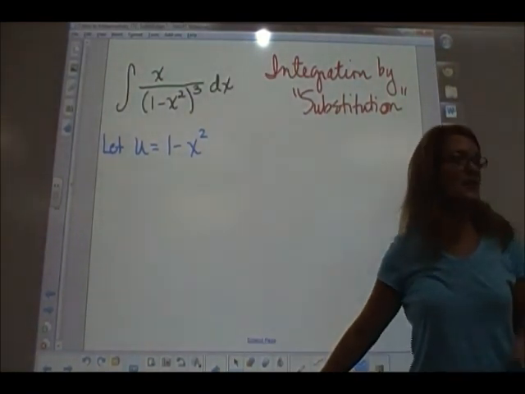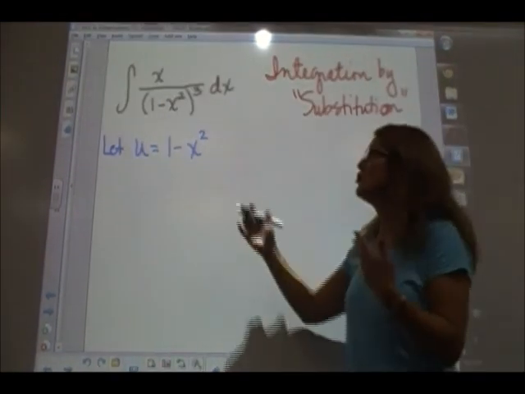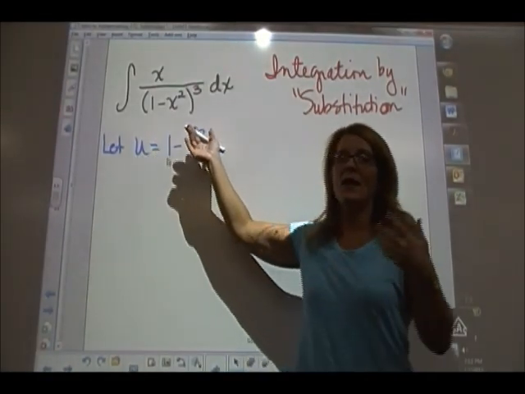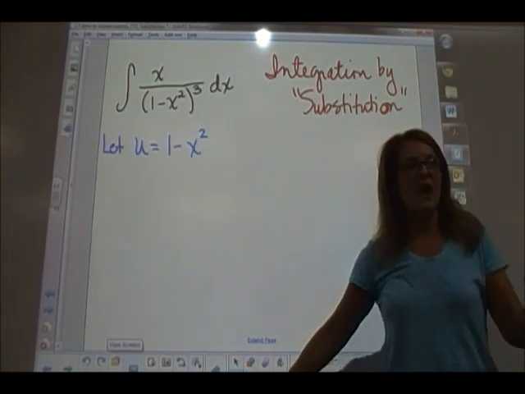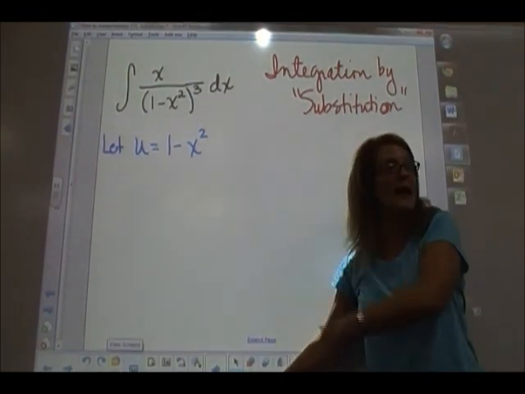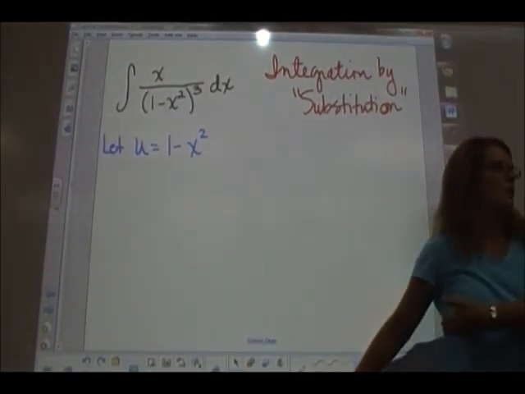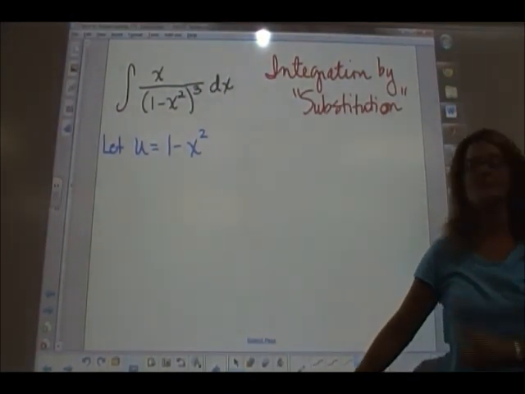You could have attempted to let U be x. You could try to let U be 1 minus x squared to the quantity cubed, but after a while, you'll see that it's not going to work. So I'm going to do it the working way, and then I'll go back and show you why it wouldn't have worked to let U be anything else, okay?